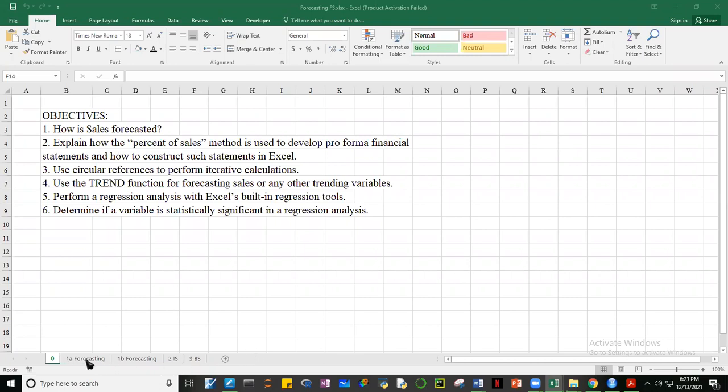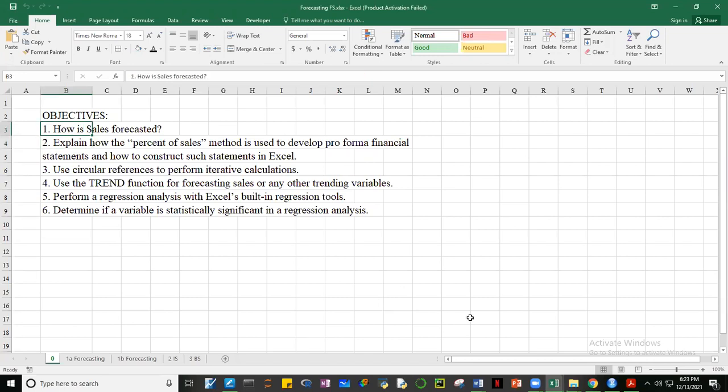So we have here 4 worksheets to work on. The first one is just the objectives. So for tonight, we're going to learn the first, and then the third, the fourth, the fifth, and the sixth objectives. The 6 objectives. So how is sales forecasted? That's our first objective for tonight.